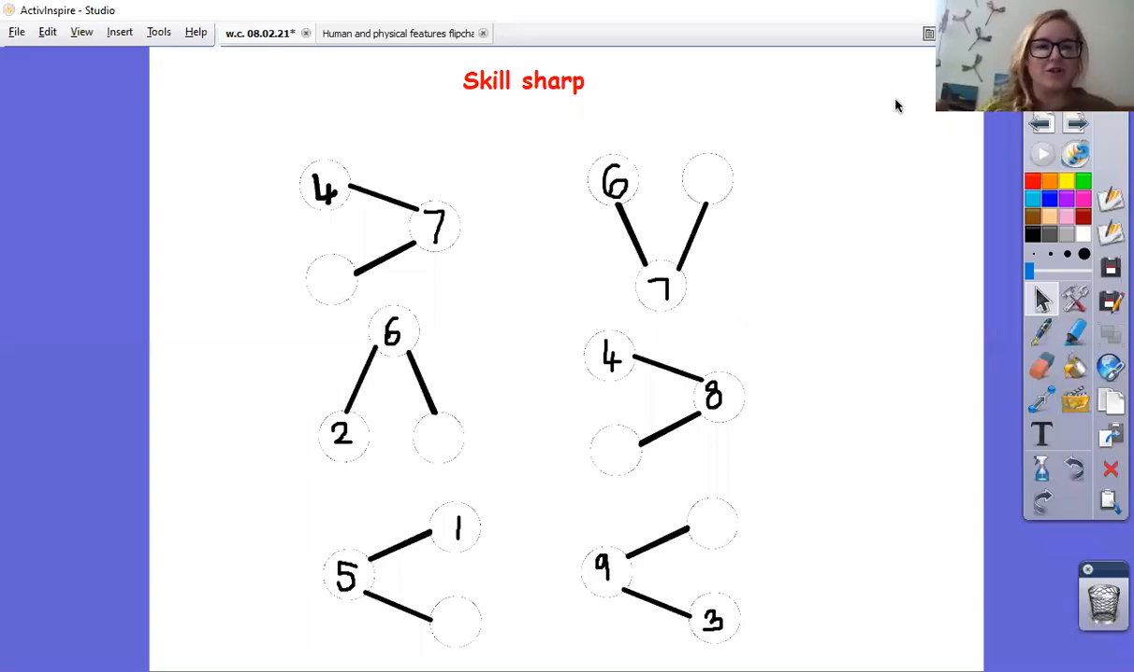Hi Year 1, your skill shop is on the screen. You can complete it off here by copying it down. You can print it off the school website or you can collect a copy from school. I would like you to pause the screen and complete this now and come back when you're ready to carry on.